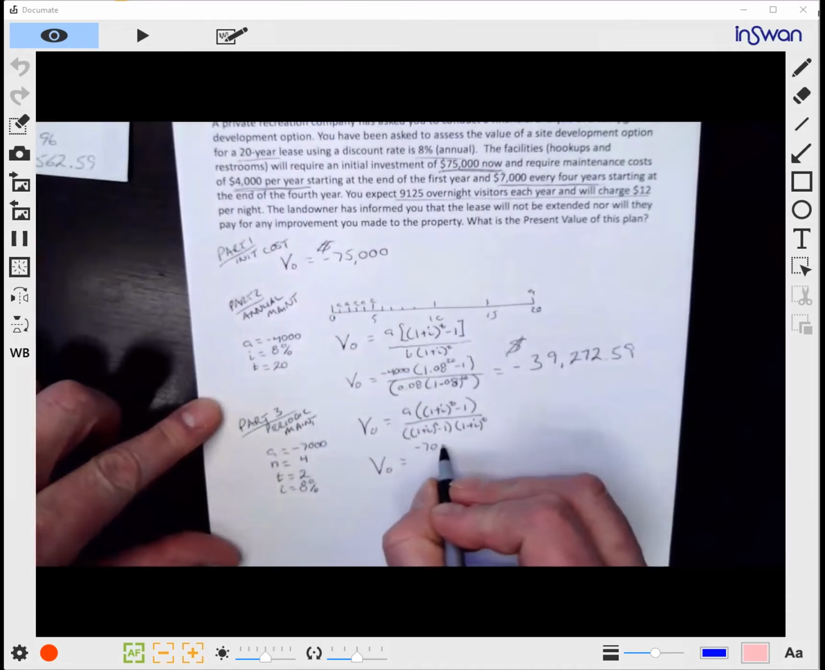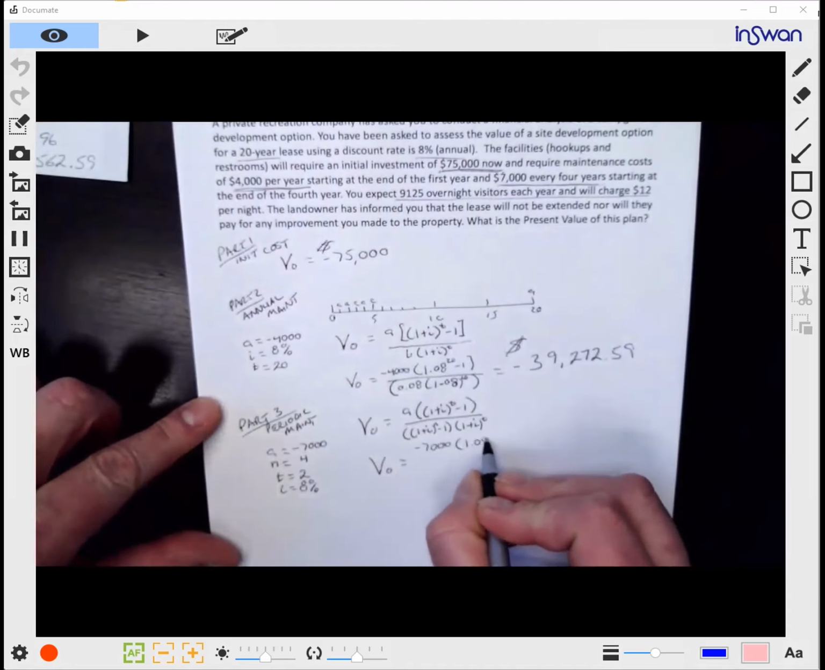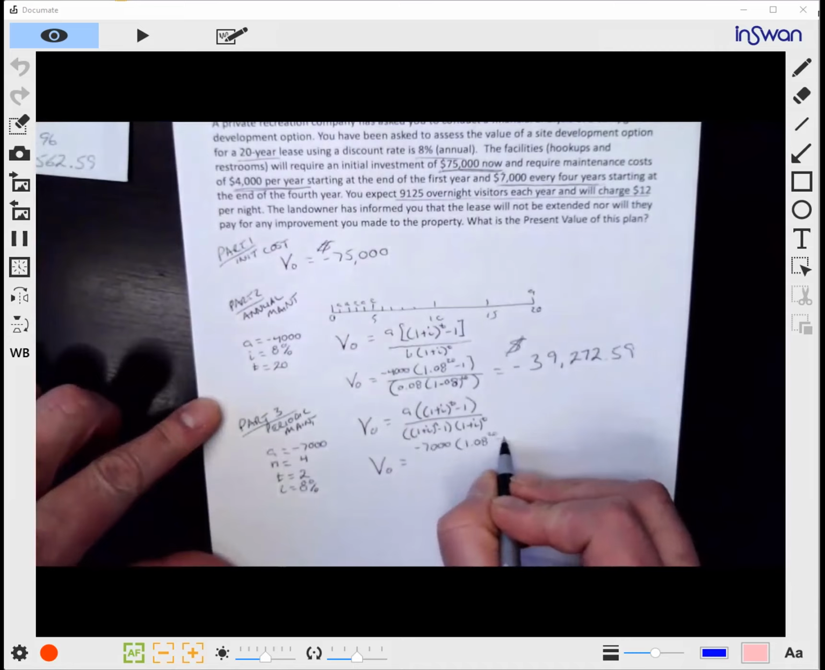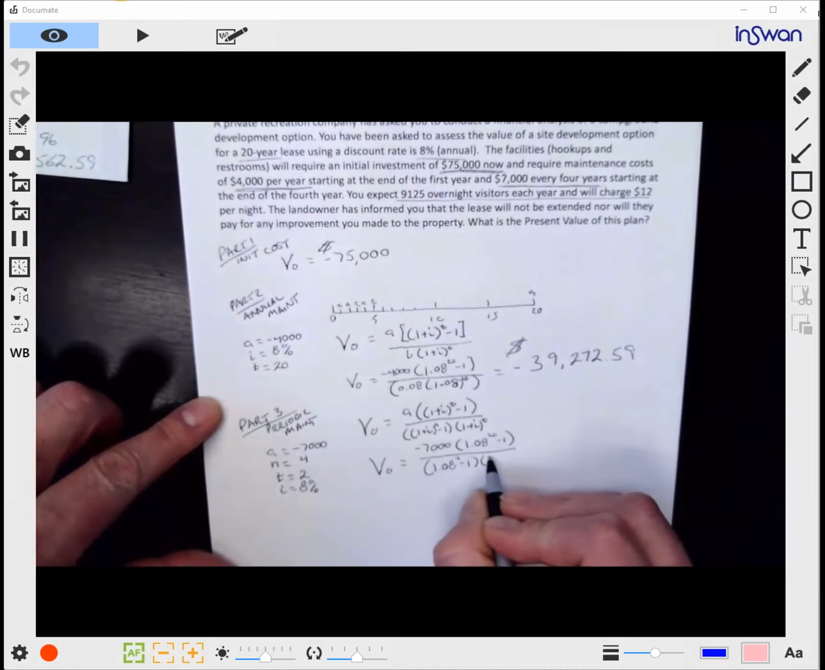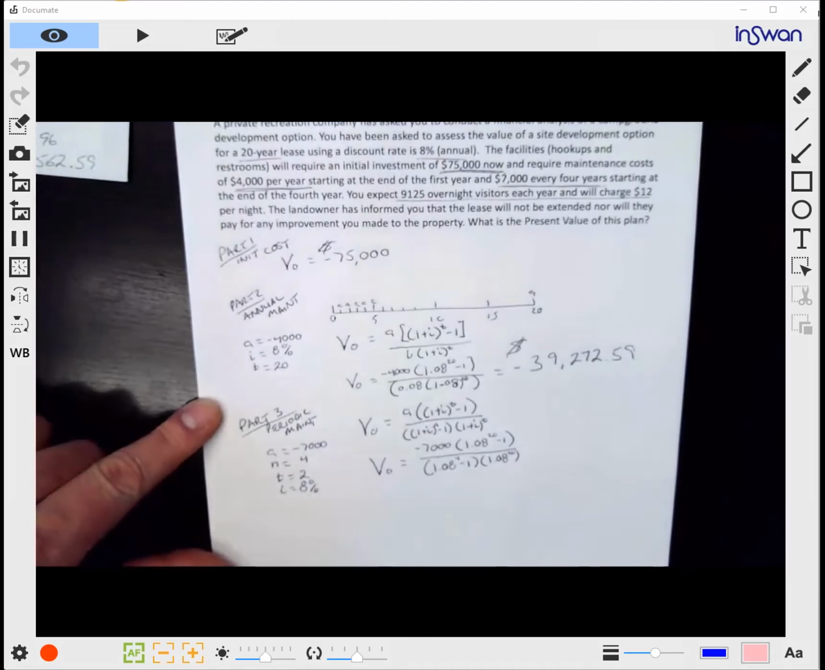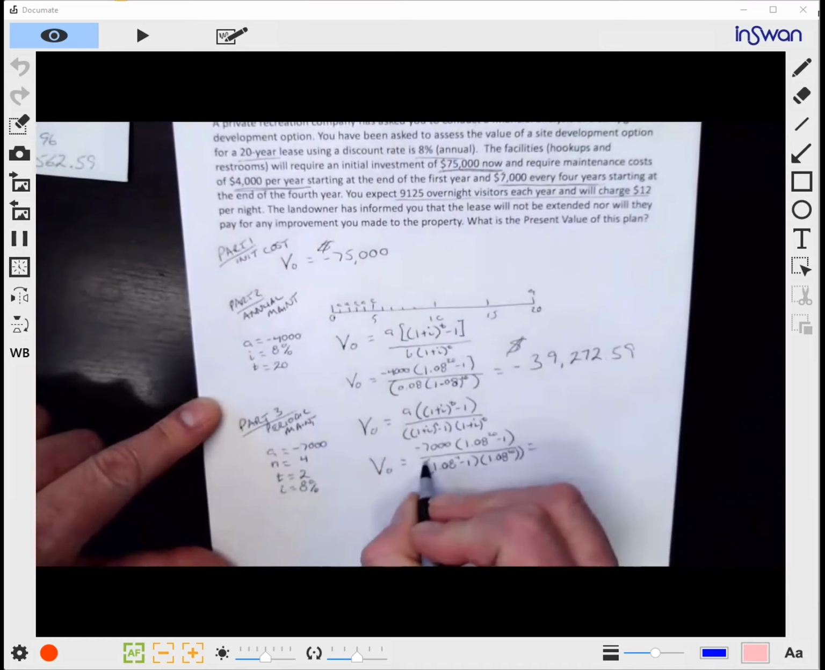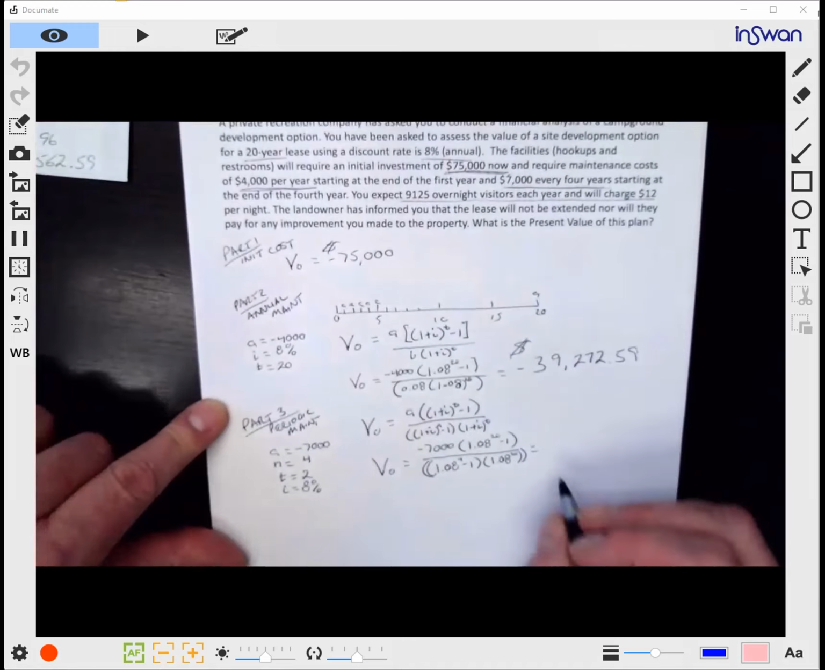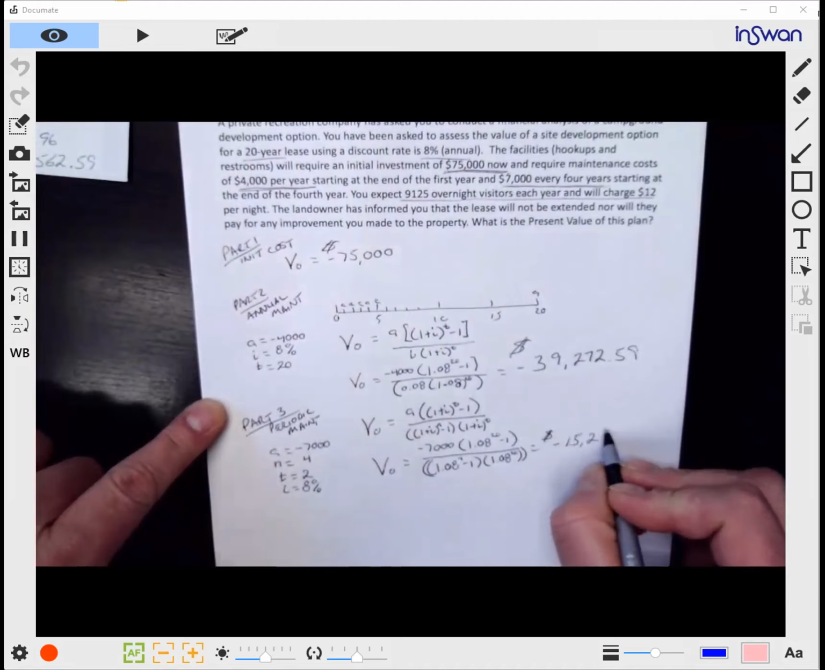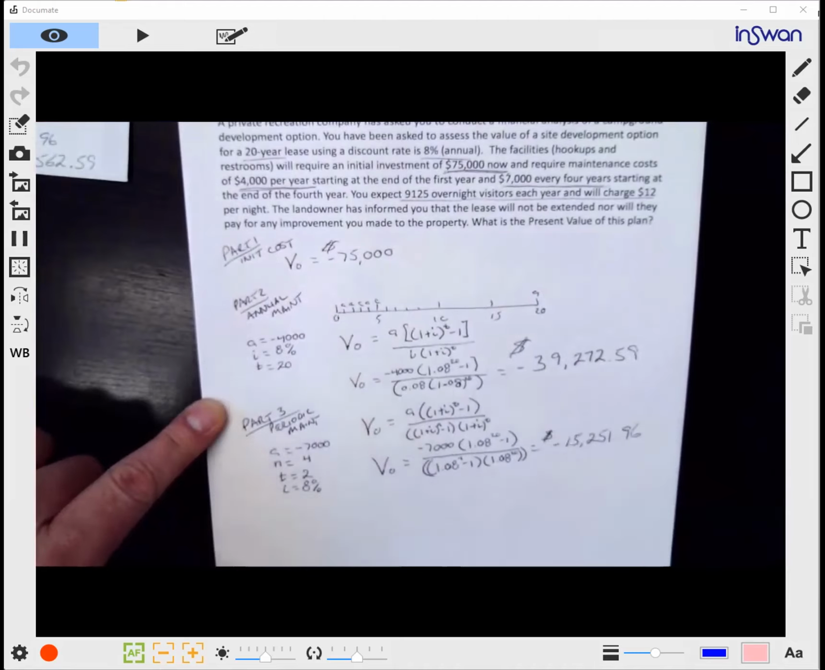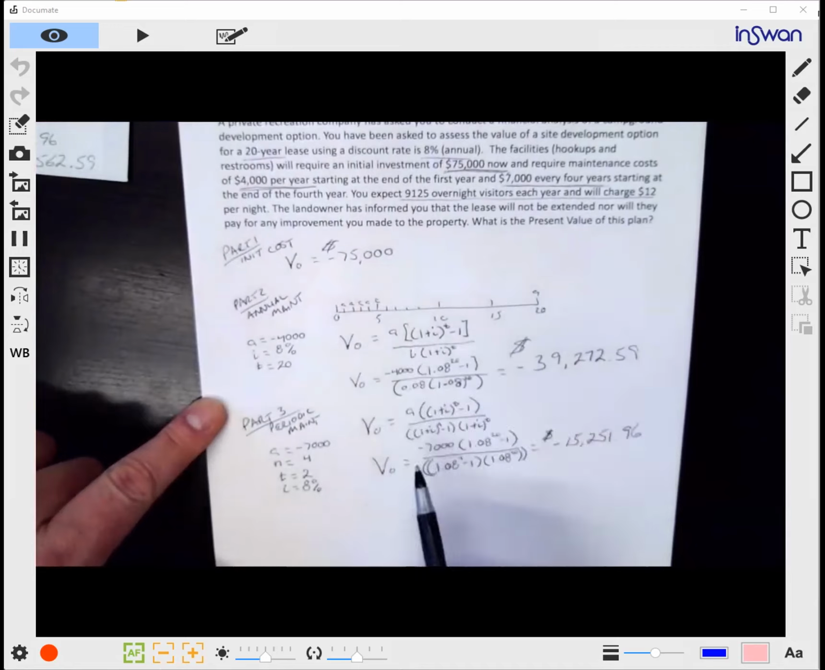Equals negative 7,000 times (1.08 to the 20 minus 1) over ((1.08 to the 4 minus 1) times 1.08 to the 20). Boom, got that plugged in. Again, check your brackets. You may have things hanging out, and you want to make sure it does the order that you want. Okay, that comes to minus 15,251.96. So I've got these three.